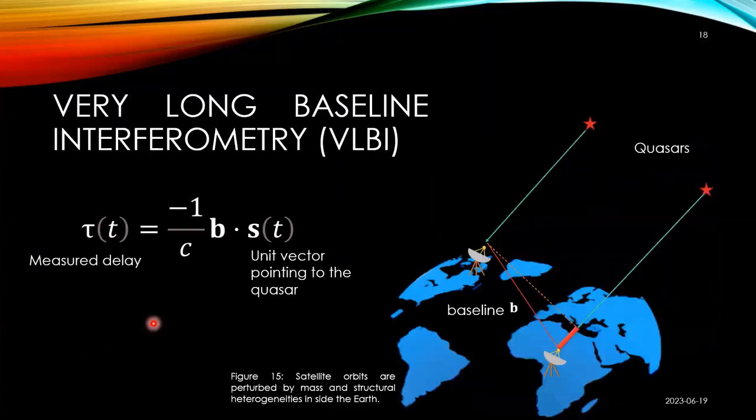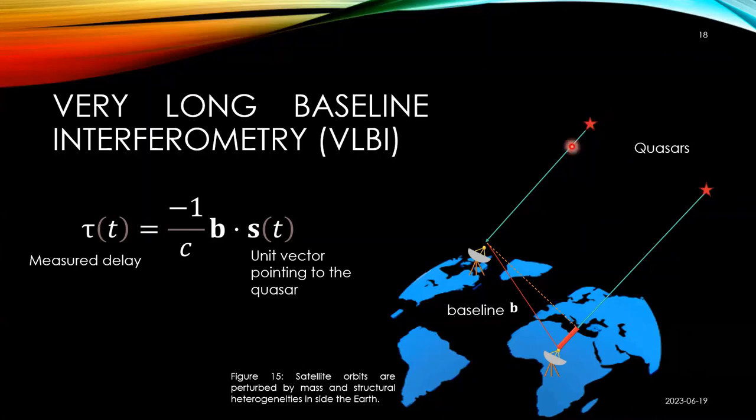In VLBI, we have very long baseline interferometry. The principle is that there are some celestial objects that emit constant or stable frequencies, and with radio telescopes, we can measure these signals. For example, if we have one quasar, since they are very far from the Earth, we can assume that the rays are parallel.